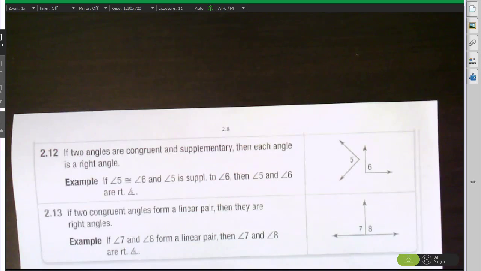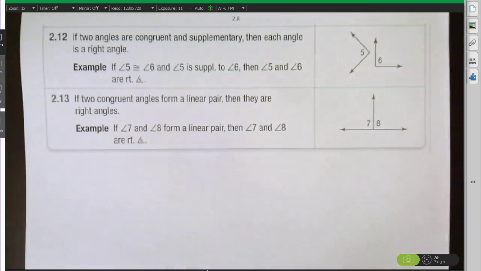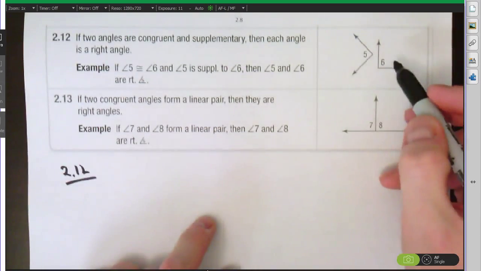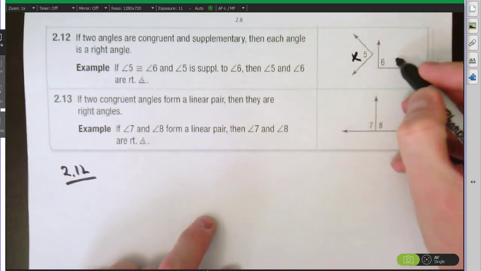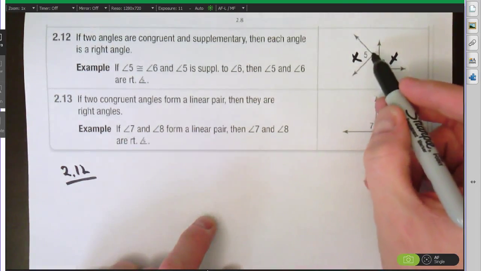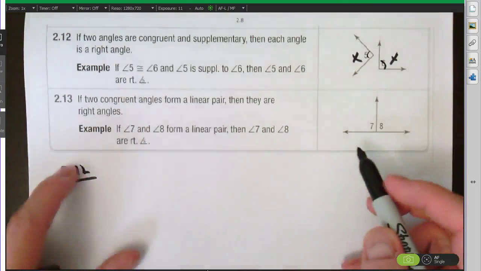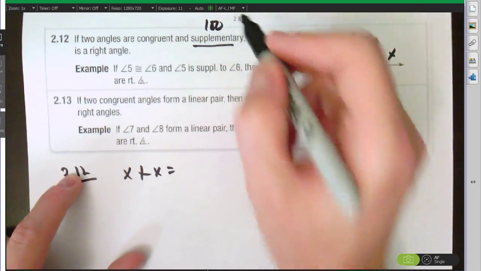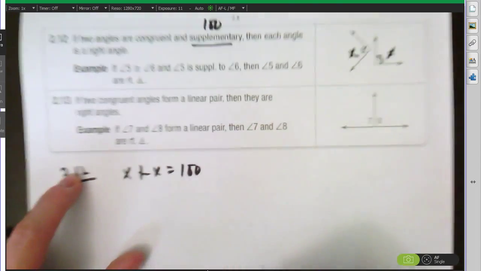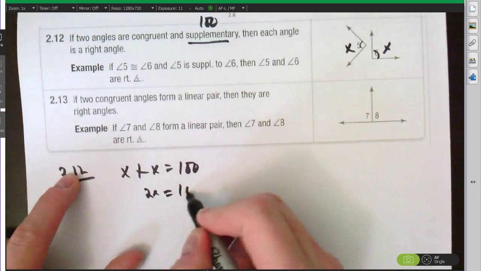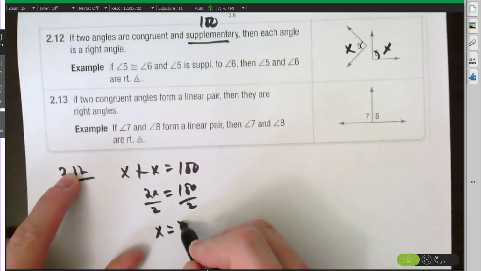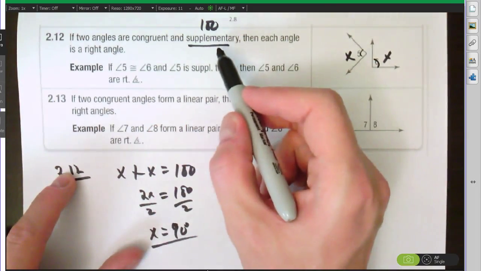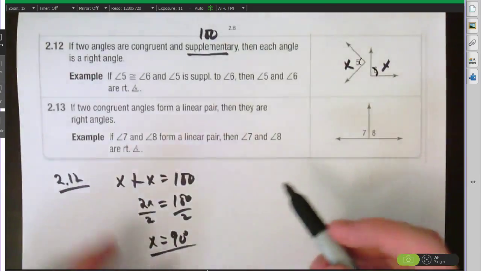So I want to show you this one with a little bit of algebra. So 212, what we're saying is this. Angles 5 and 6 are the same. So I'm going to call them both x and x, and because they're the same measure and they're supplementary, they have to add to, sorry, not 90, 180, that'd make them complementary. So x plus x has to be 180. Well, x plus x is 2x. 2x is 180. Divide by 2. x is 90. Oh, they're both right angles. So if two angles are congruent and they add to 180, they both have to be 90. So there's the theorem for that.